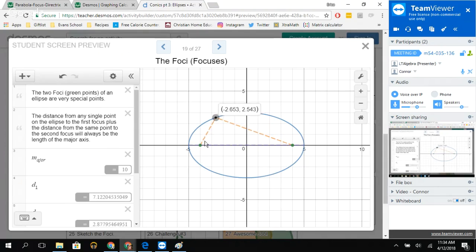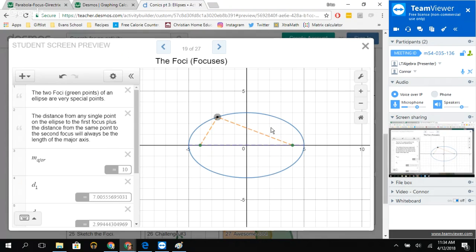They are very special because if you take a string, so this orange thing that's going around that I can't stop, if you take a string and you connect it from the foci, these two green points, I'll just call them that, and you basically take a pencil on the end and you draw it around, that's how you can actually form an ellipse.